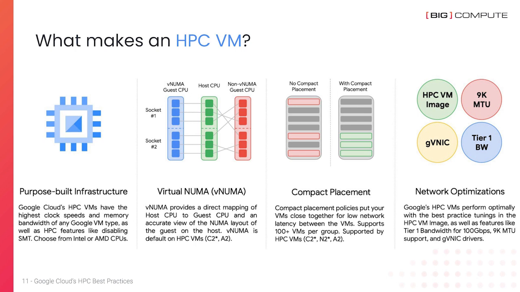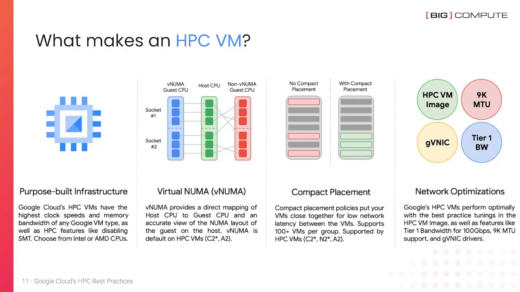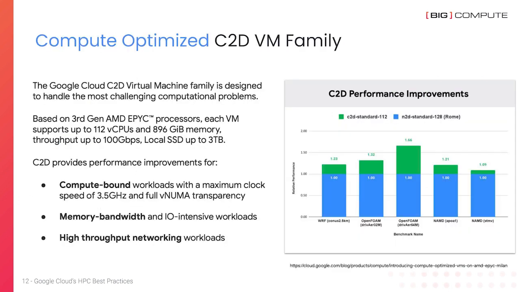Third is our support for placement policies, which improves network latency. I'll go further into placement policies later in the session. Finally, there are a number of network optimizations, which include 100 gigabit per second VM throughput, 9K MTUs, an improved virtual NIC driver, and tunings which optimize HPC performance.